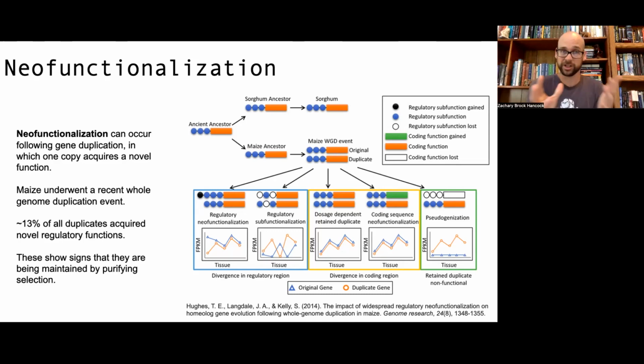So this demonstrates very clearly that you can have not only novel genes emerge from duplication events, but even novel regulatory pathways evolve because of this duplication.